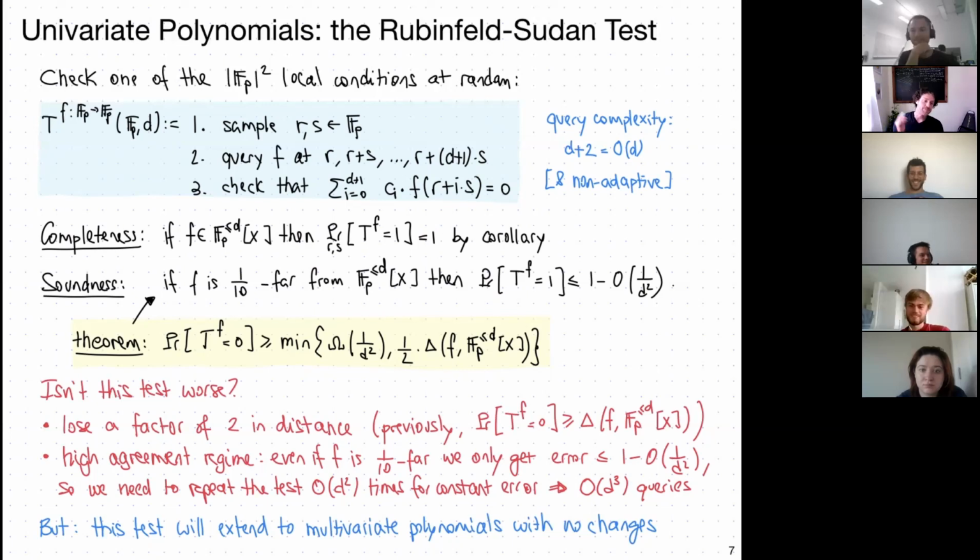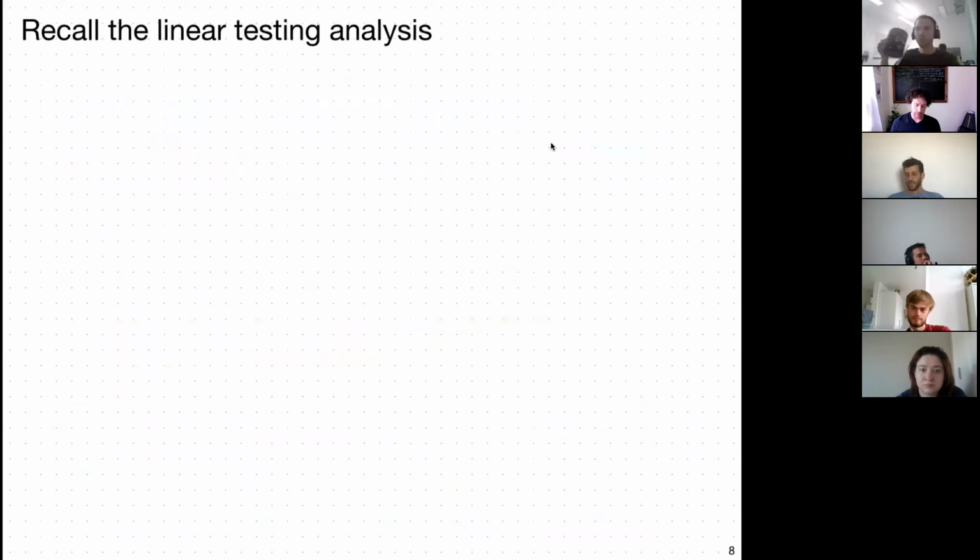Okay, so the point is that this test will extend really nicely into the high dimensional setting, into the setting of multivariate polynomials. Okay, so let me continue. What we are going to do in the next half an hour is analyze this test and show that everything works really nicely. And in some sense, I think that the part until here was the important conceptual part.